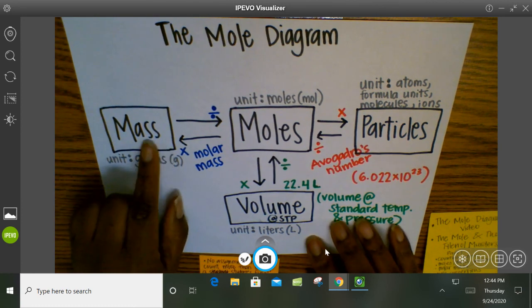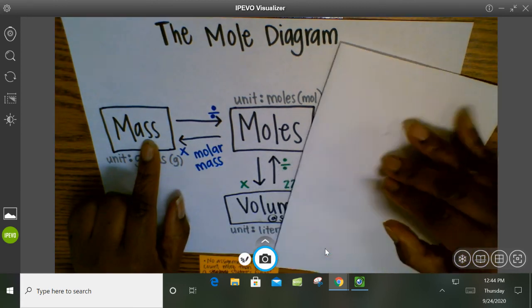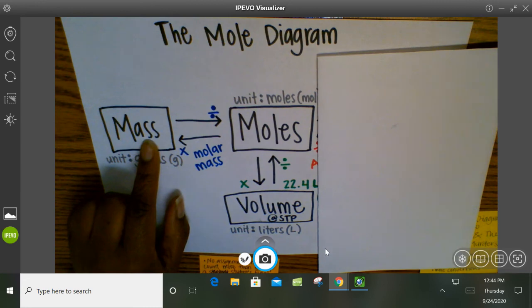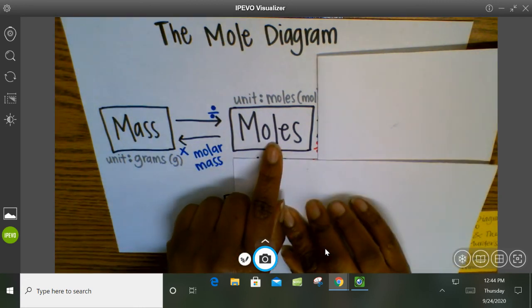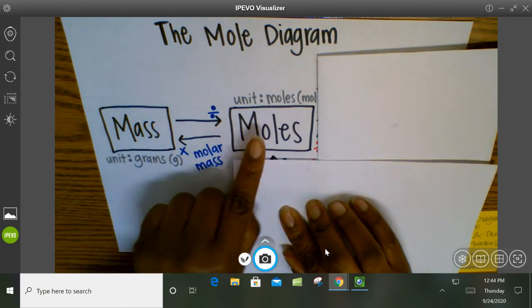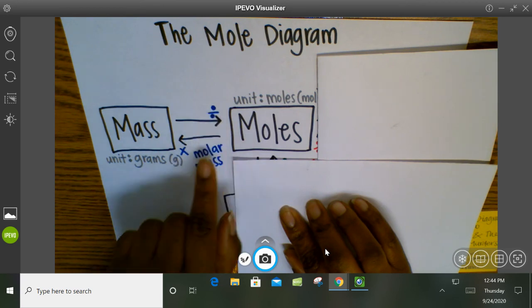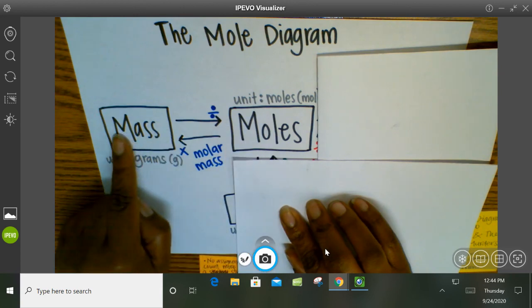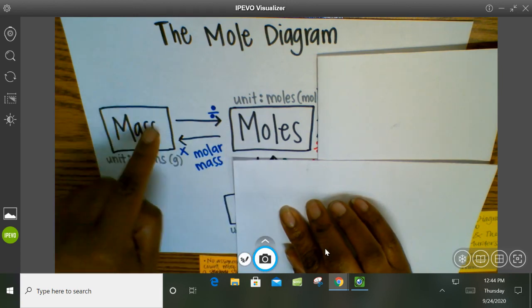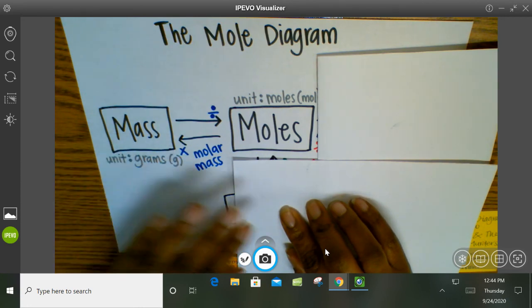If you're using this road map, I'm going to cover up some pieces here. You're trying to go from mass to moles. You can see in that direction, you will divide by the molar mass of the substance. If you have moles and you have to find the mass, see where you're ending up, you will multiply by the molar mass of that substance.